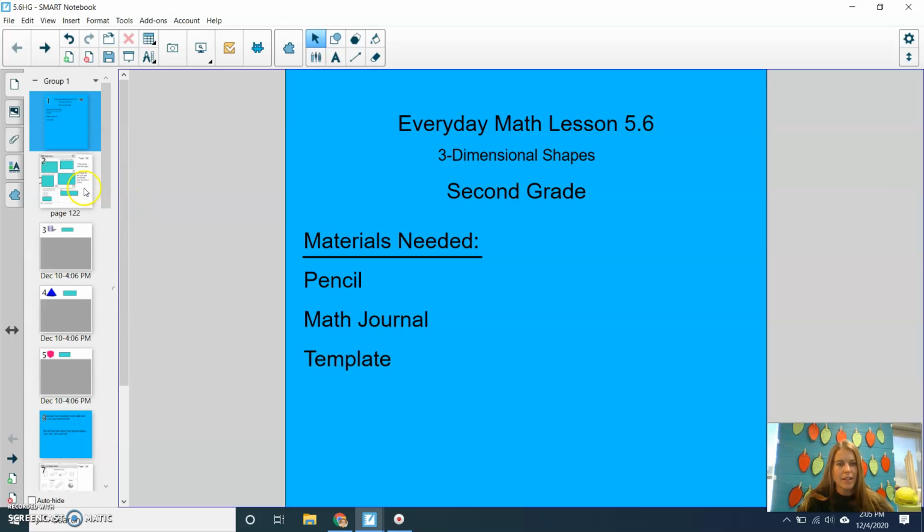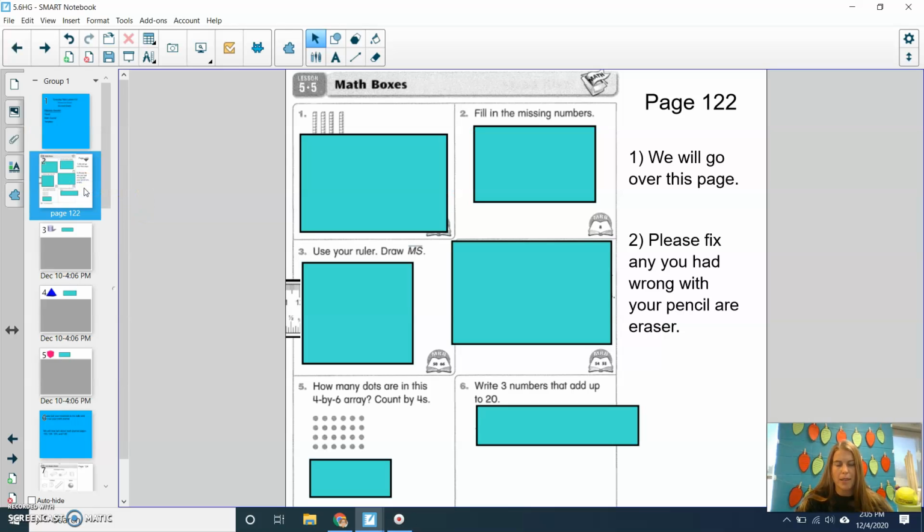Let's get started. The first thing that we're going to do is go over our math boxes from the previous lesson. So if you can open up your math journal to page 122. If you're noticing that you have any mistakes, please fix those with your pencil and eraser.